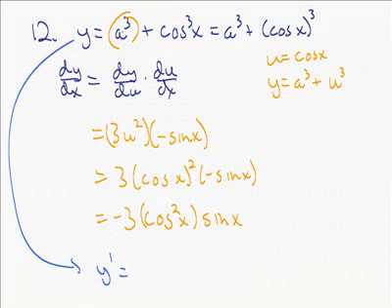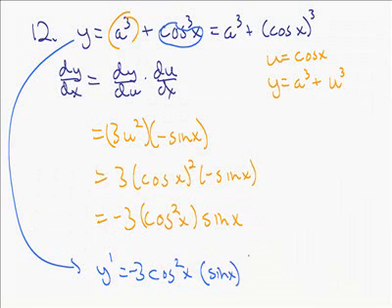Y prime is, well, the derivative of a cubed, that's a constant, that's 0. Plus, here I've got the function cosine of x to the third. So I'm going to take 3 times the cosine squared of x, leave that alone, and then times the derivative of what's inside, which is a negative sine x. I'll just put the negative out front and sine x. So that's what I want you to be able to do, just quickly go from there to there.